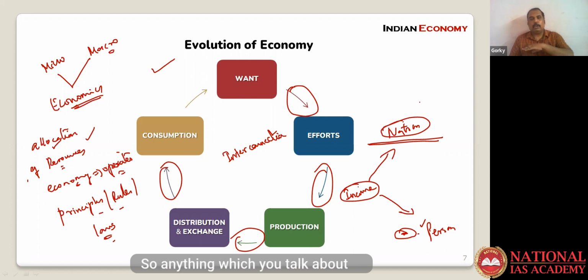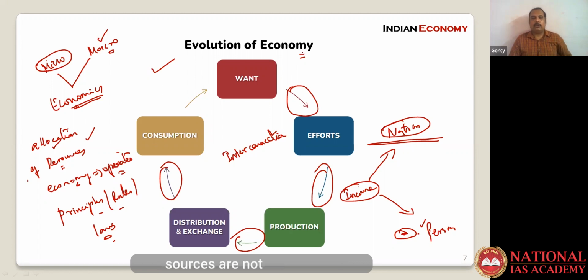So anything which you talk about at the national level or a larger group or a larger region, we call it macro. Micro means it will be the minute aspect. Then we call it micro. Clear? So we are largely concentrating on the macroeconomy of the system rather than the microeconomy for the purpose of civil services. Clear? So that is the reason we call it Indian economy, the book on Indian economy.